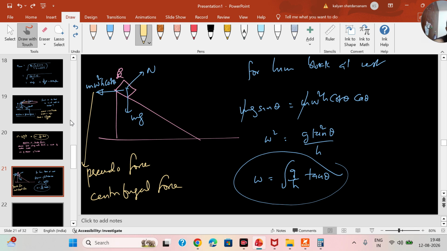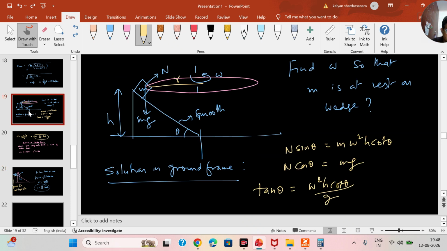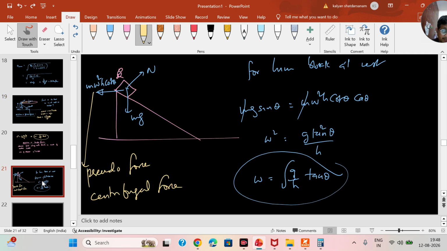It doesn't come in the ground frame. You go and check the free body diagram. Nowhere is there centrifugal in the ground frame. Centrifugal came in a rotating frame. When the observer was rotating, it came into the picture. It is directed away from center, centrifugal.